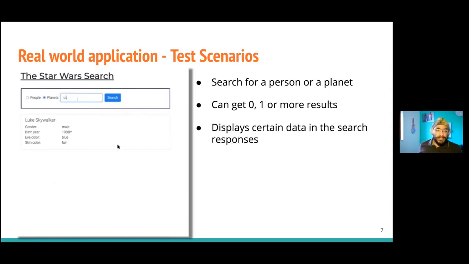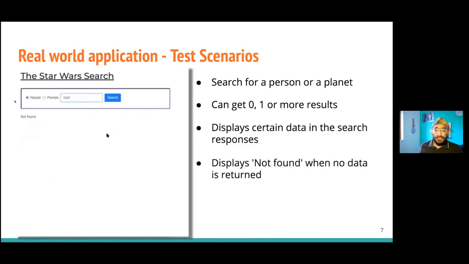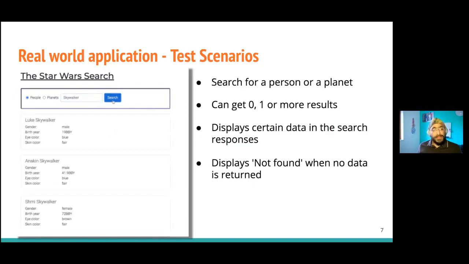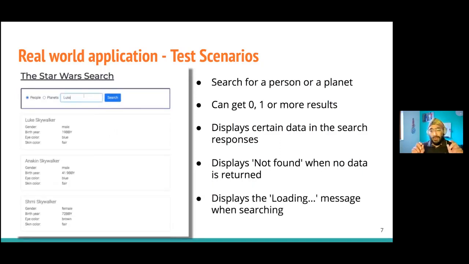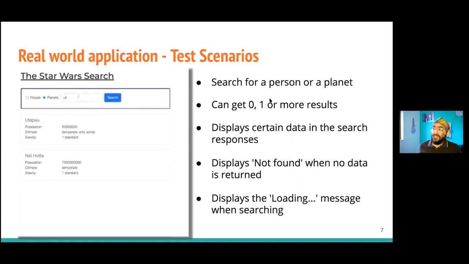When you get the response, you display certain information about the planet or the character that we searched for. It displays not found when no data is returned. And it's perhaps not very clear in this view, but it displays a loading message, a kind of loader, when it is searching for the data and the data is not found yet. So those are the test scenarios I can think of.